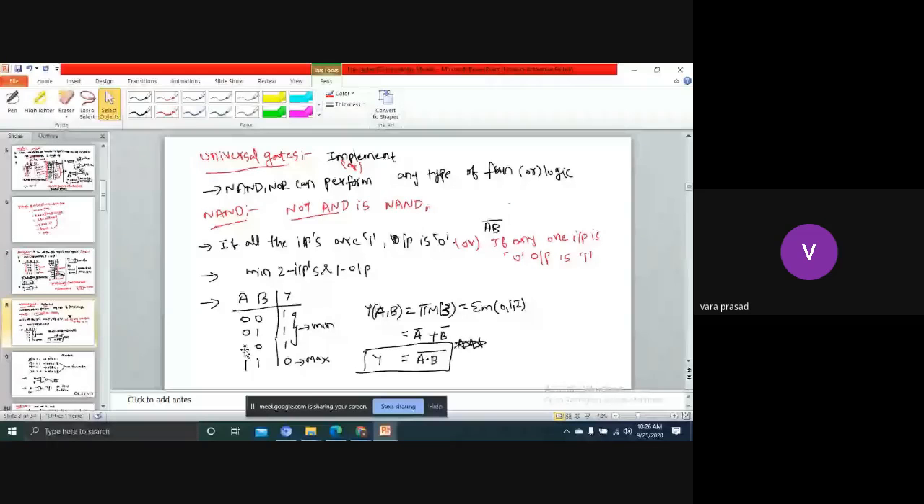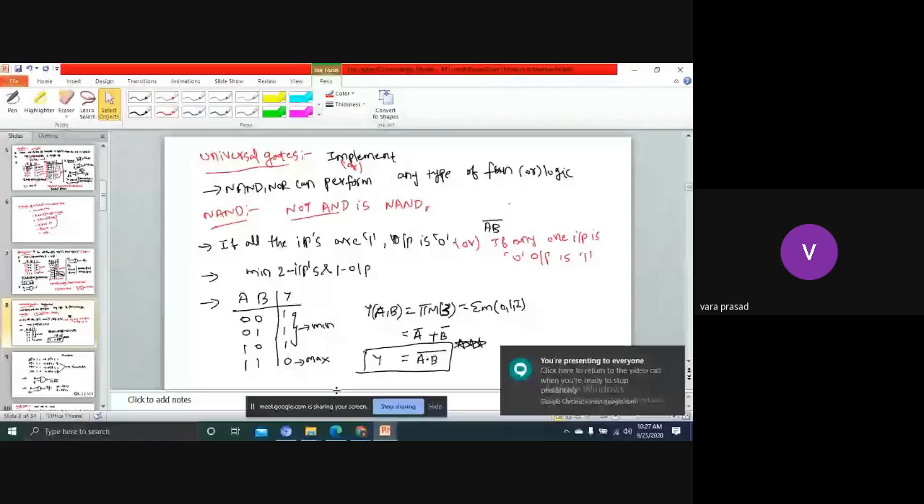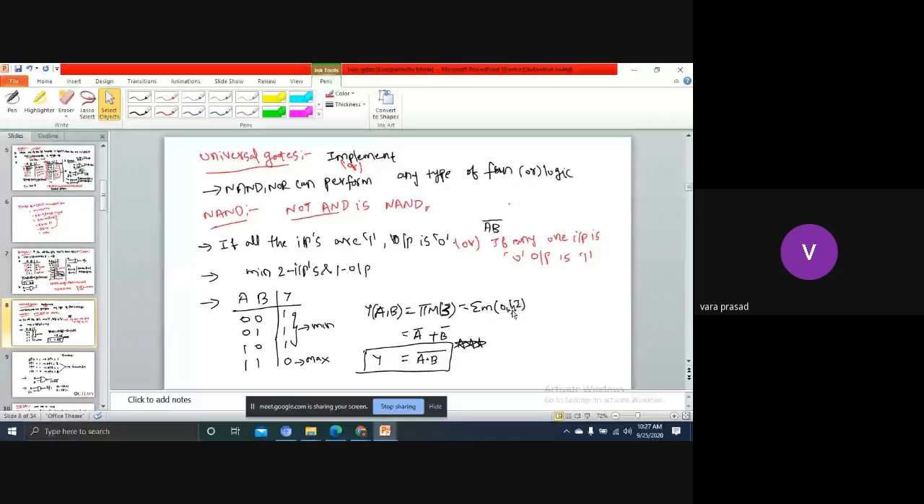Now I am going to write here. Y, of which are the minterms of 1, we got these all as minterms. These are max terms. Only one max term is there. So it is pi m of 3, and summation m of 0, 1, 2. Pi m of 3 means, see here, I'm going to take this expression. A is 1, B is 1. Because it is a max term, we write the complements.